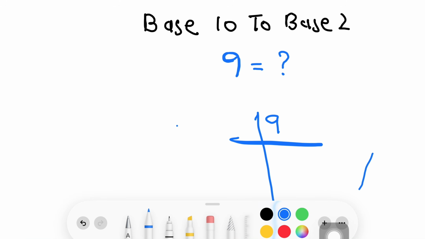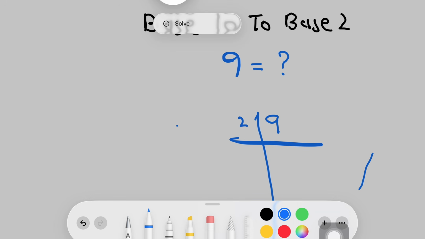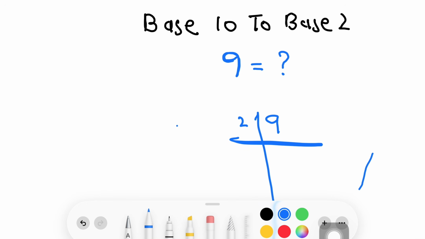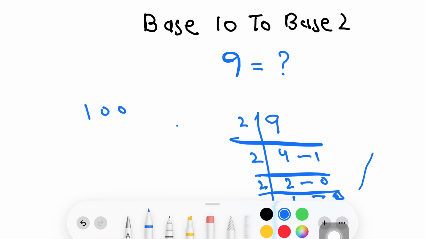Okay, so for 9 in the base 2 number system, we write the table of 2. Okay, so 2 fours are 8 and the remainder is 1. Okay, and 2 to the power 2, and here is 0, and 2 ones are 2 and the remainder is 0. So here we write the answer: 1001, base 2.